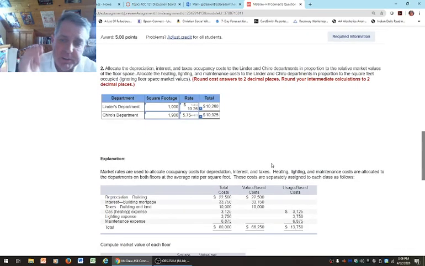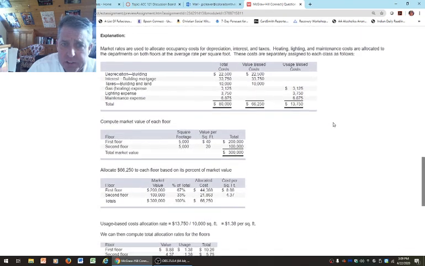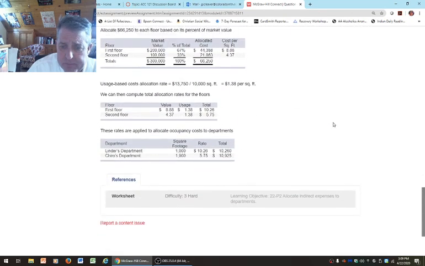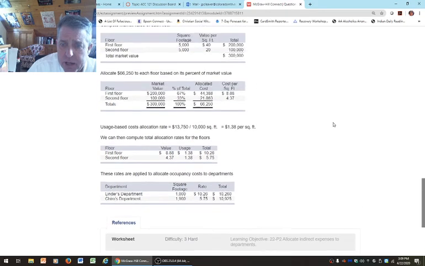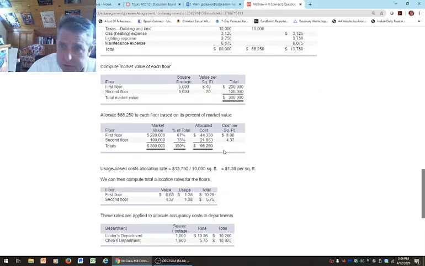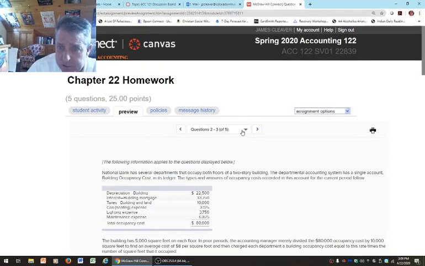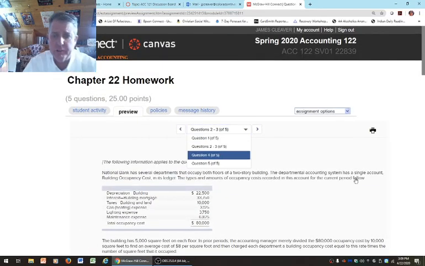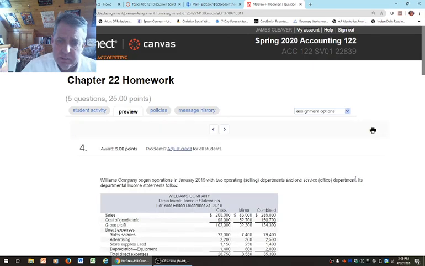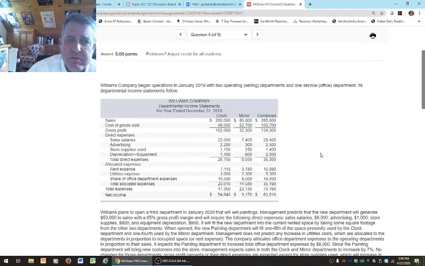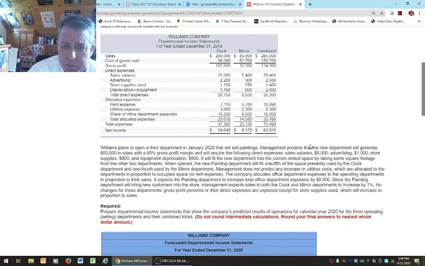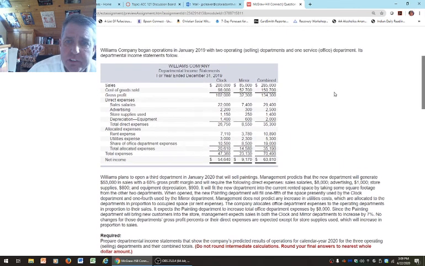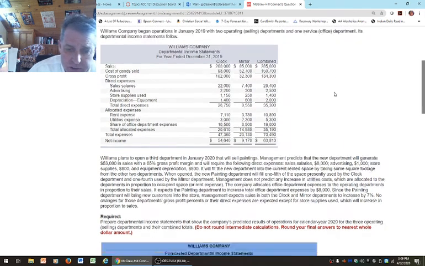Allocate depreciation, interest, and taxes under the department. Right? It's just allocation stuff. They're trying to get you to do the math, so when you go to your job, you know how to do this, and you can wrap your head around it and do it. Number 4, lots of writing. Watch out for the dreaded red herring.